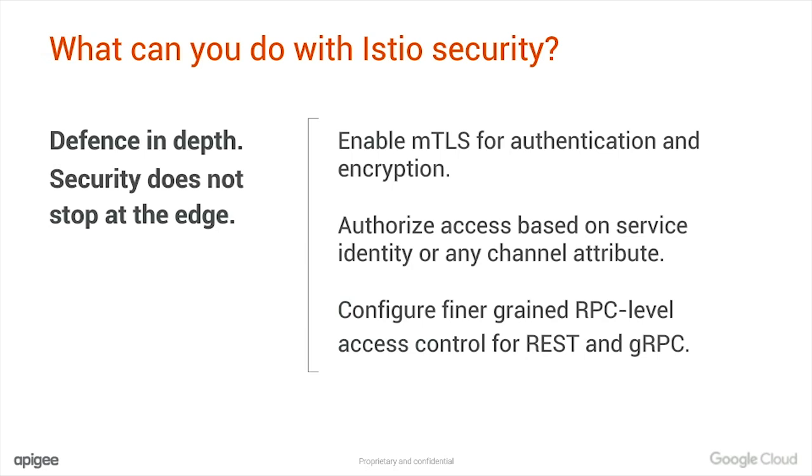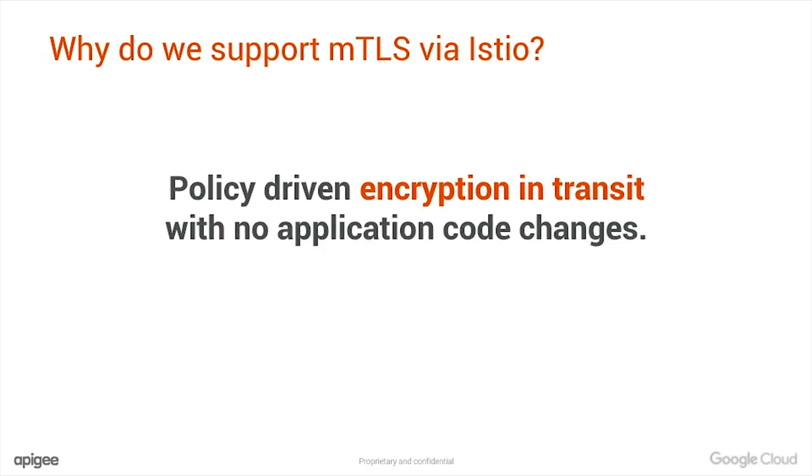Lastly, you can also apply some very fine-grained RPC controls. For example, I want to allow service A to access service B, but it can only access the GET operations and nothing else, or only the POST operations and nothing else. And so it can also be a very fine-grained authorization. So let's take a quick look at what these options mean in detail.